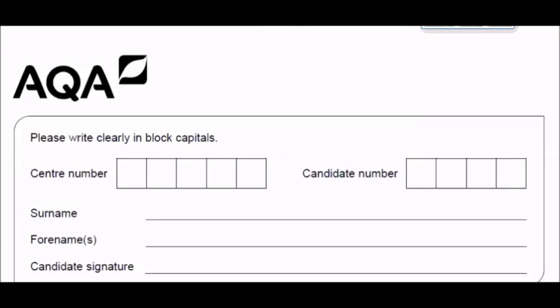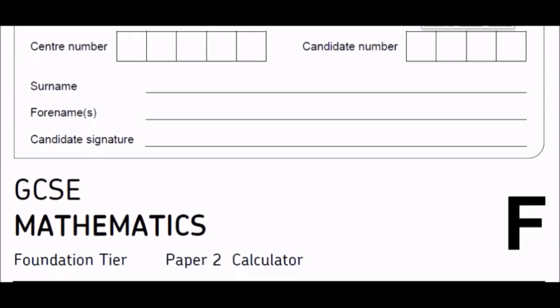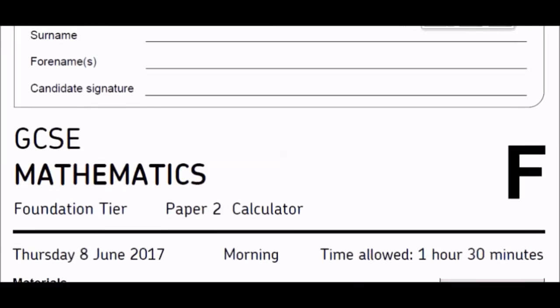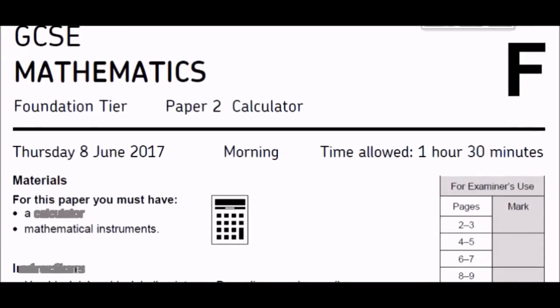So here we are talking about AQA's paper 2. Paper 2 is the calculator paper, as you can see here, and this is a real paper taken from June 2017. And so this one is a paper that people actually sat in 2017.